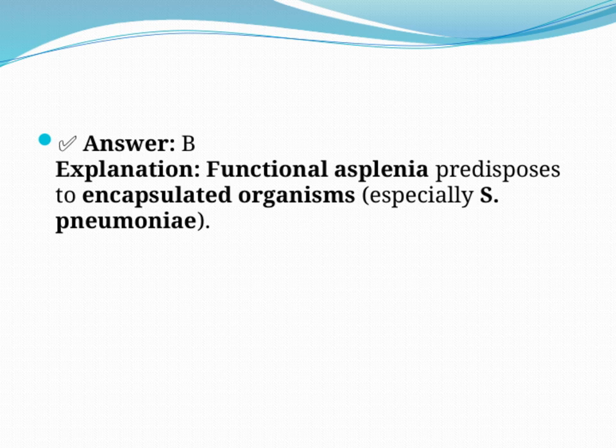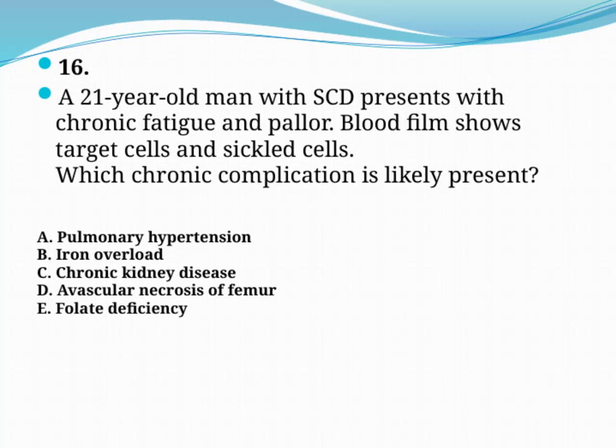The most notable one is Streptococcus pneumoniae, or S. pneumoniae. Because the spleen plays a critical role in filtering bacteria and mounting an immune response, its dysfunction means these bacteria can cause severe infections more easily. So, understanding this connection helps us appreciate why patients with functional asplenia need careful monitoring and sometimes prophylactic measures. This concept ties into the broader theme of how immune deficiencies predispose individuals to specific infections, highlighting the importance of recognizing these risks early. Let's look at the options for this patient's likely chronic complication.